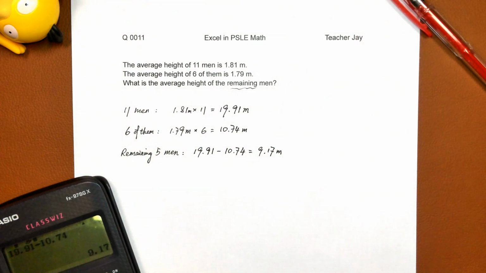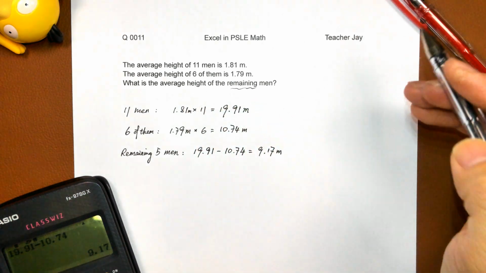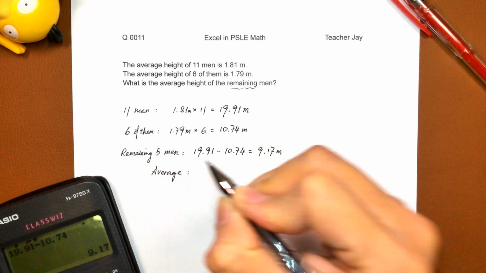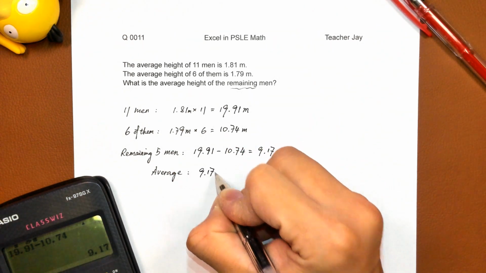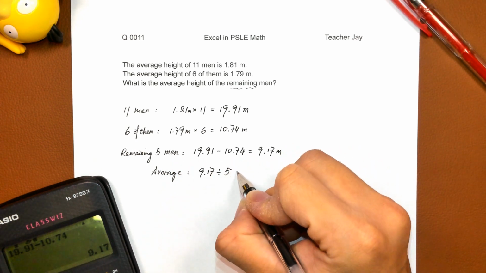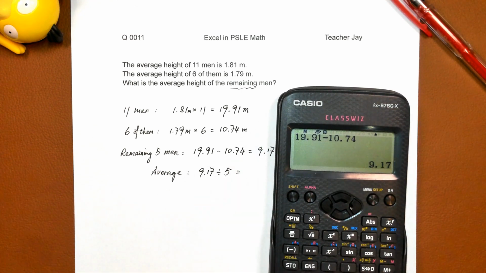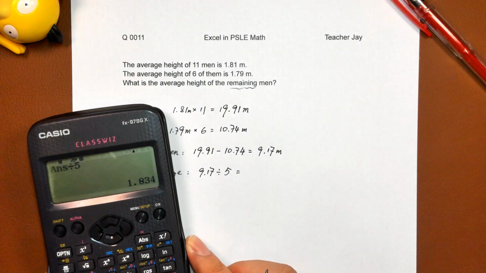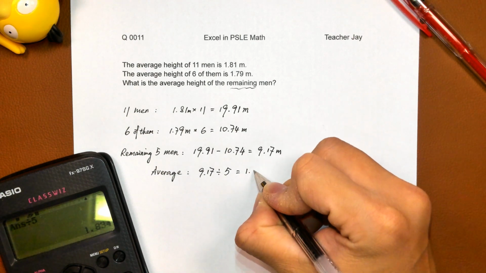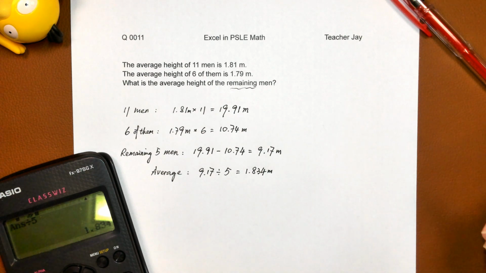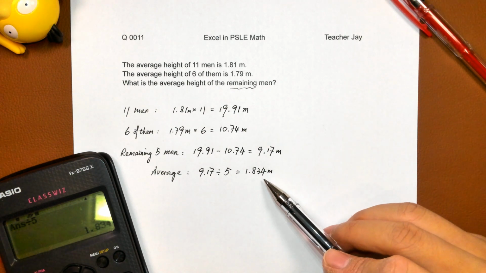So find the average height of the remaining men. Average is 9.17 divided by 5. Divide by 5, 1.834. So the average height of the remaining men is 1.834 meters.